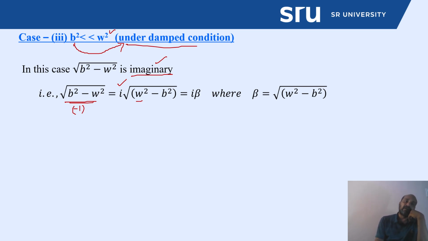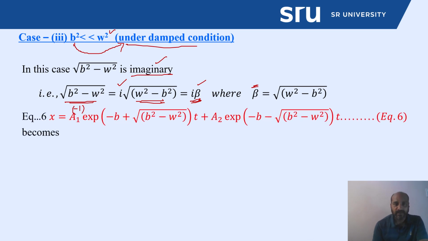So for the sake of convenience, we will consider this omega square minus b square as beta. There is not much logic for this, it is only for convenience, because we are going to write this omega square minus b square repeatedly. To reduce our stress, we are just taking this as beta, right? So now this under root b square minus omega square is finally what? i beta.